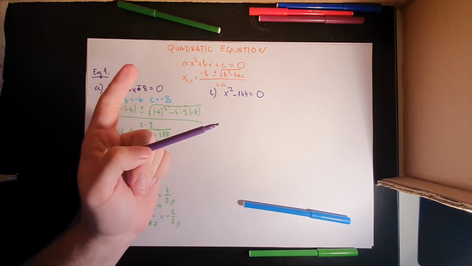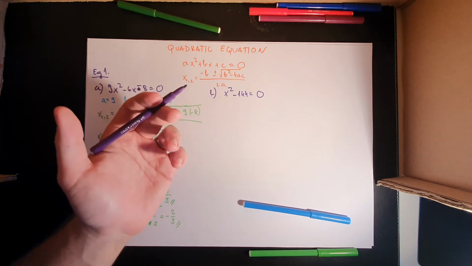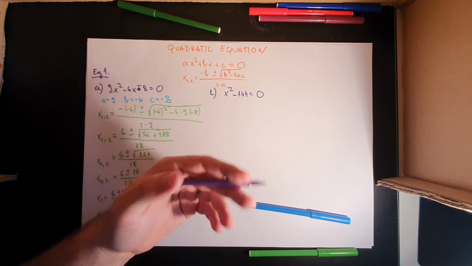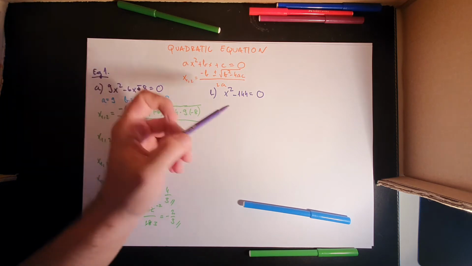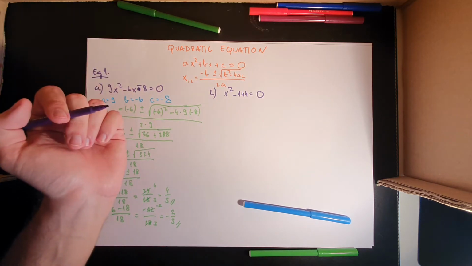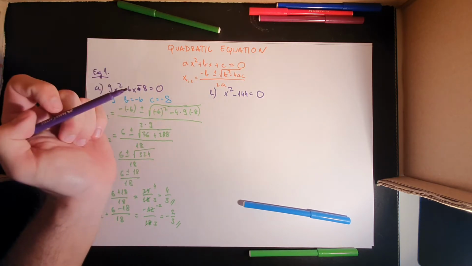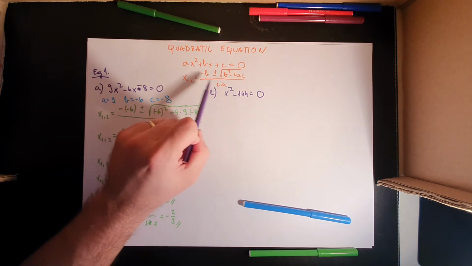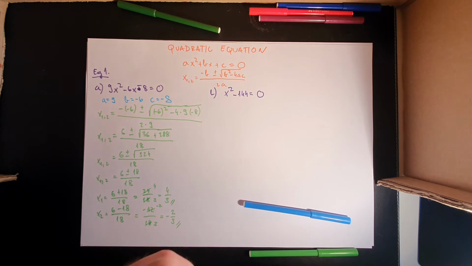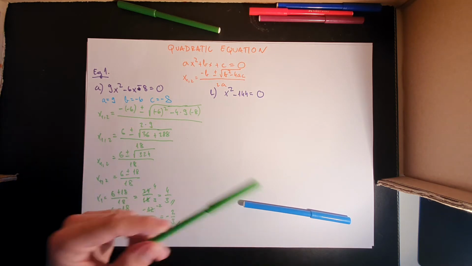It doesn't mean it doesn't exist. It's just not visible. This means that the coefficient b is equal to 0, because 0 times x is 0. So we don't have the x in all of this, the middle guy, so to say. So what we can do, we can still use this formula and try to solve it.